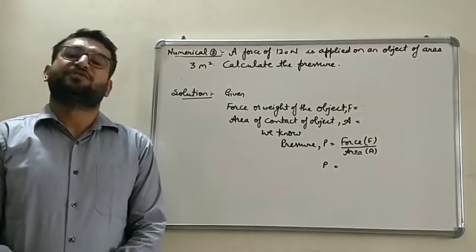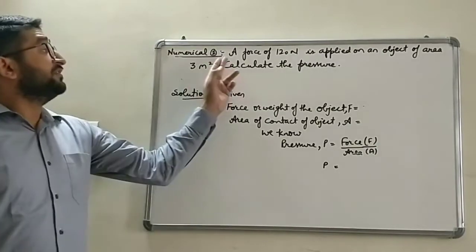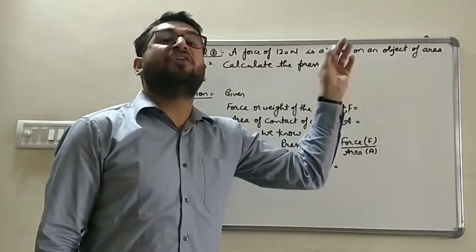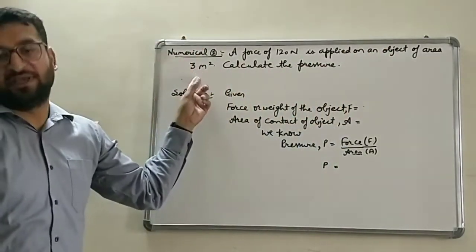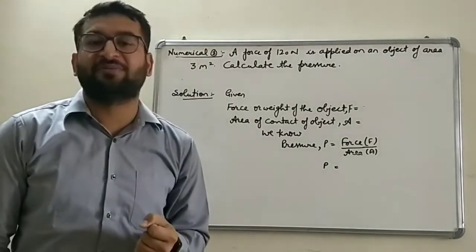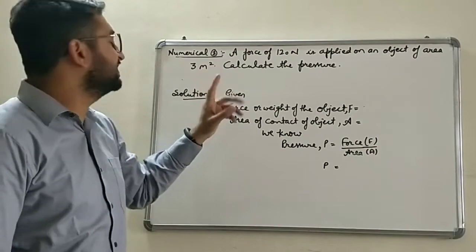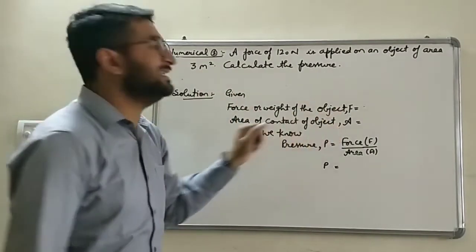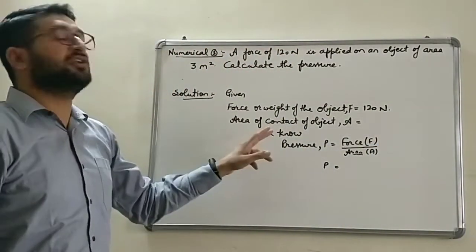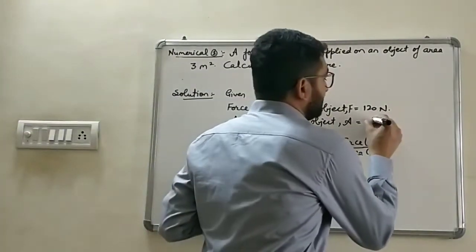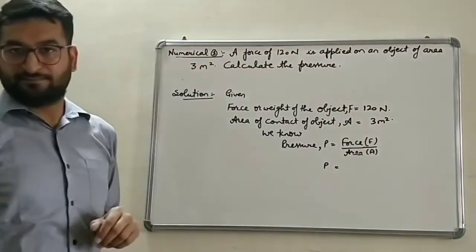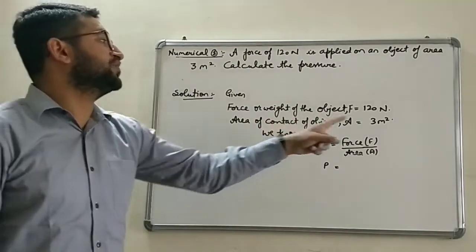The next numerical which we are going to study is: a force of 120 Newton is applied on an object of area 3 meters square. There is an object, children, whose force is 120 newton, placed on another object whose area is 3 meter square. So, children, two things are given to us in this. First, the force or weight of the object, that is 120 newtons, and the area of the object on which it is placed is 3 meter square. The area of contact by that object is 3 meter square.